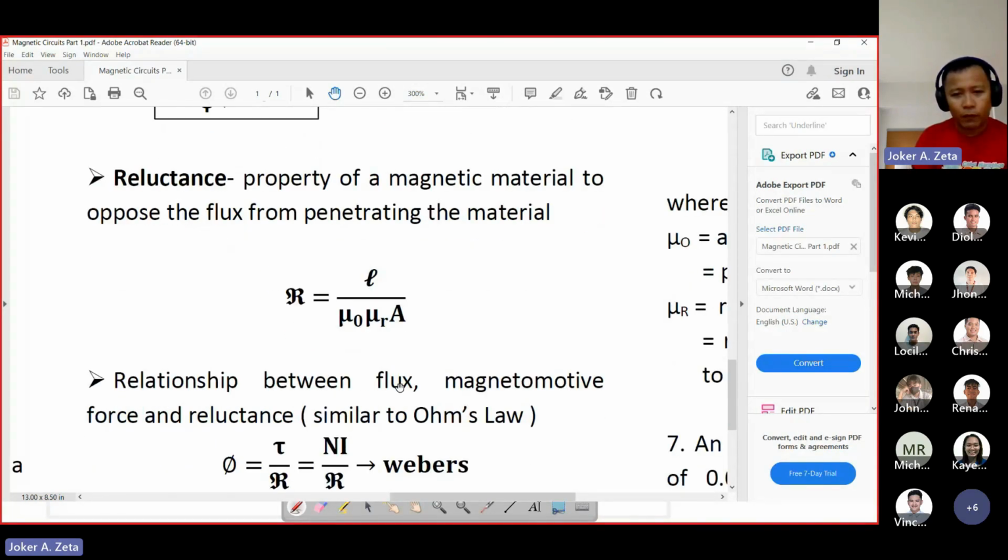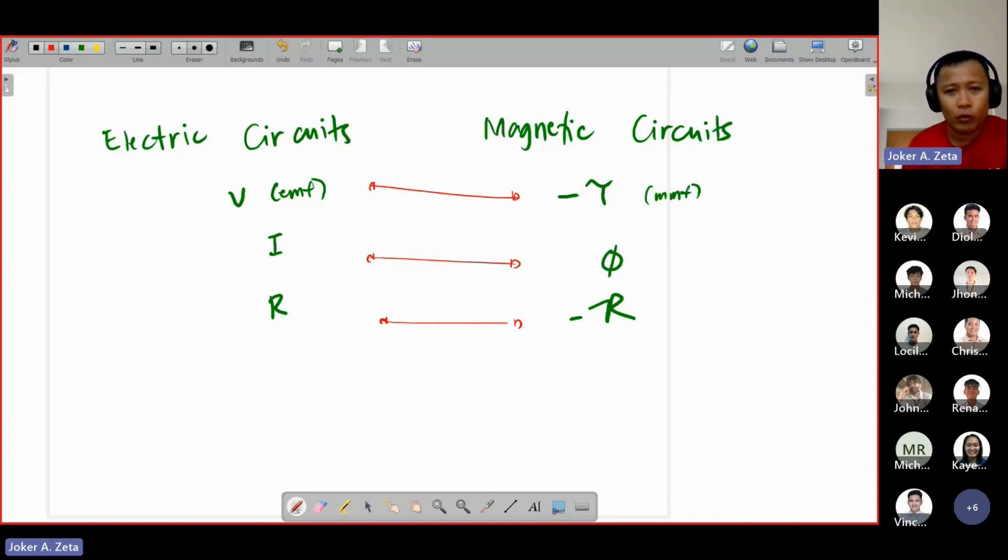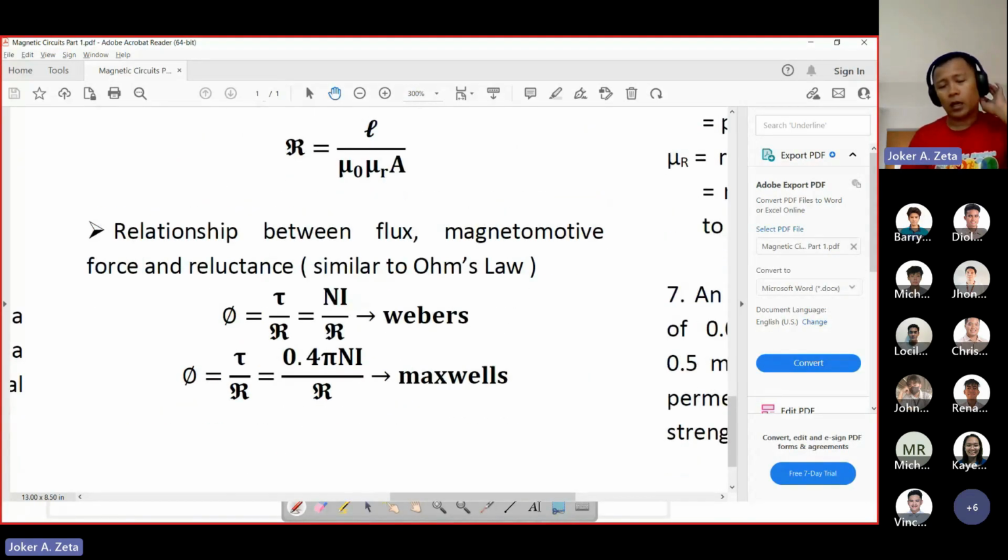Now, there is a relationship between flux, magnetomotive force, and reluctance, similar to Ohm's law. Since electric and magnetic circuits are synonymous, you can also apply Ohm's law to magnetic circuits. Again, I is equal to V over R. But for magnetic circuits, flux is equal to the magnetomotive force divided by the reluctance. In SI units, tau is Ni, but in CGS, tau is 0.4 pi Ni. Flux in SI is in Webers, and flux in CGS is in Maxwells.